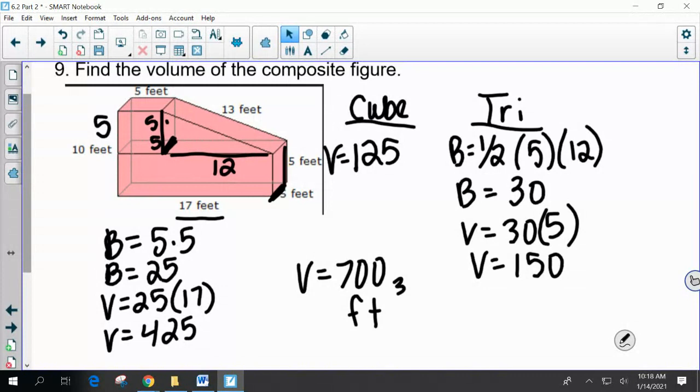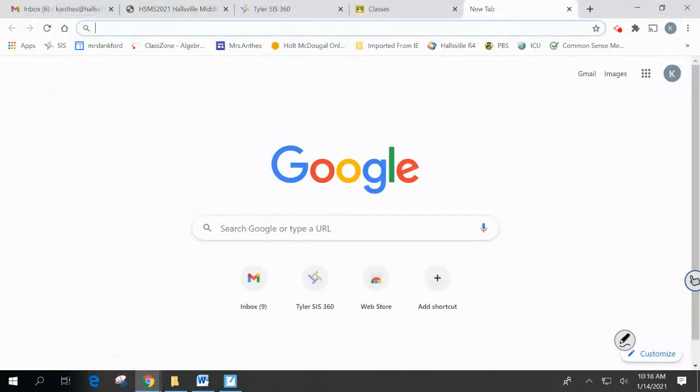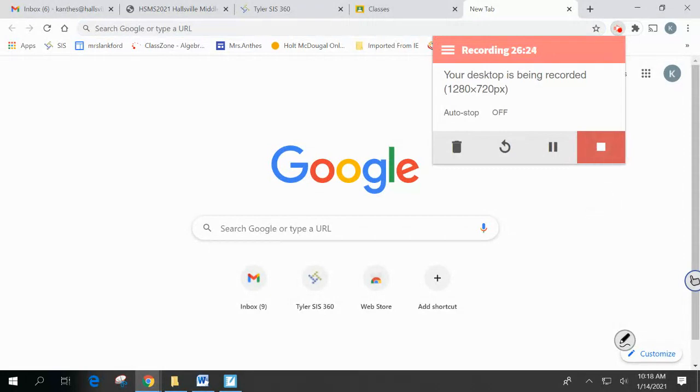Okay, so for your assignment today, I would like you to label this page 270, number 2, because this is the second page 270 assignment that you have had. Can I check your homework from yesterday first?